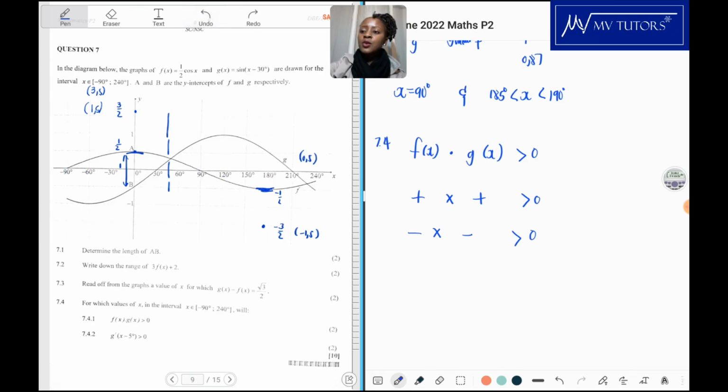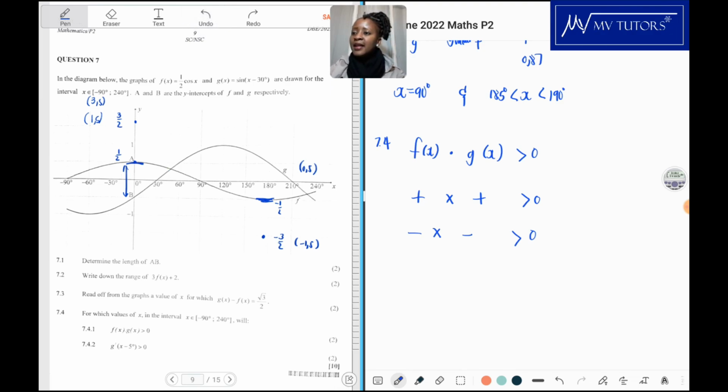Okay, so let us attempt this. So in this region here, where negative 90 is, I have positive values for f, and negative. Okay, let me just do this. I have positive, positive, positive. I think maybe this will be easy. Yeah, it's laborious, but it is practical. You can actually see for yourself what is actually happening.